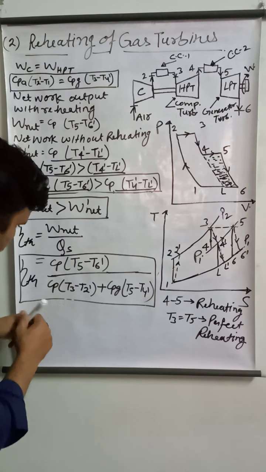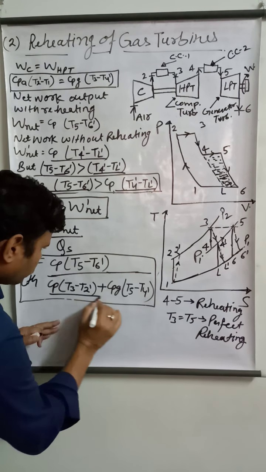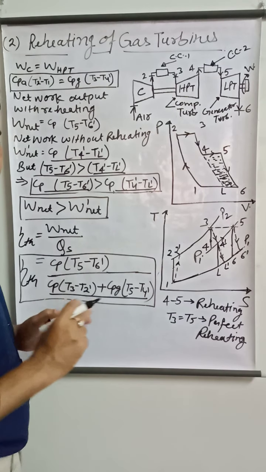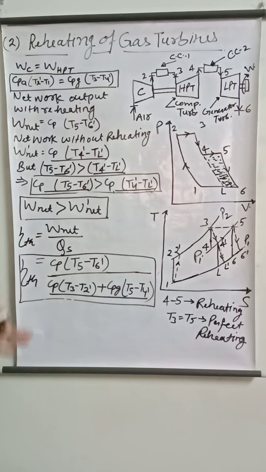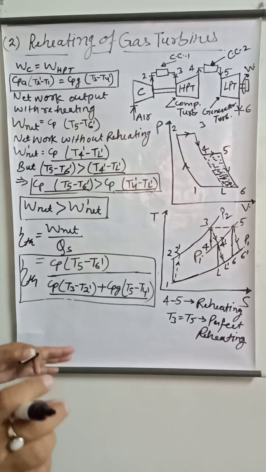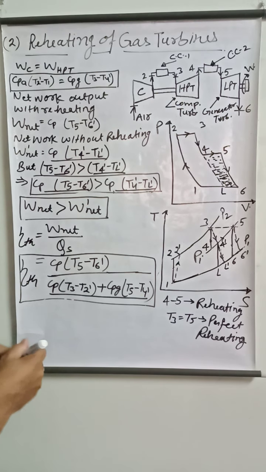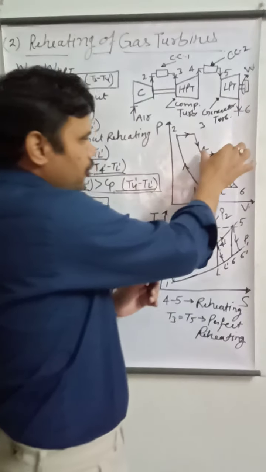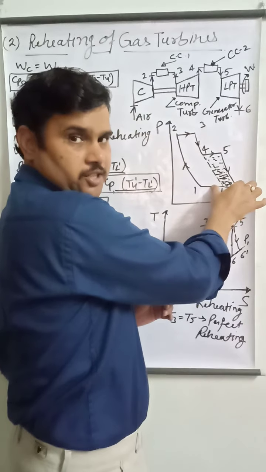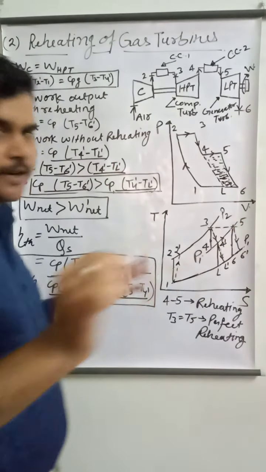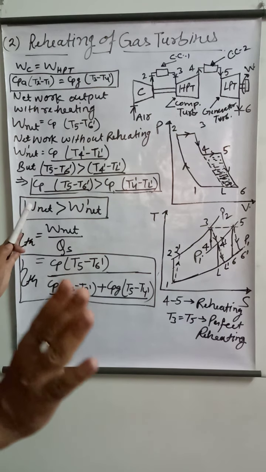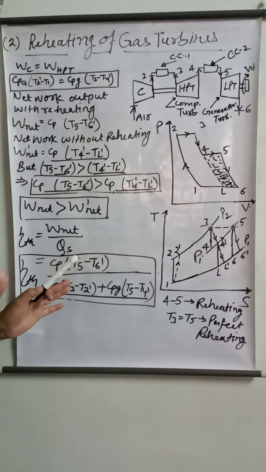So from here, the heat added is also increased in reheating, so the overall thermal efficiency is reduced. What is our conclusion? That by reheating, the net work output is increased, but the thermal efficiency of the cycle is decreased, right?